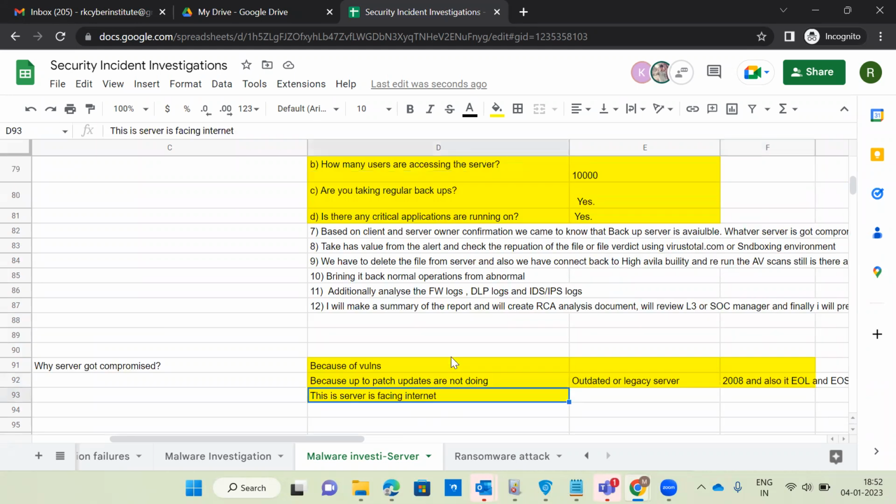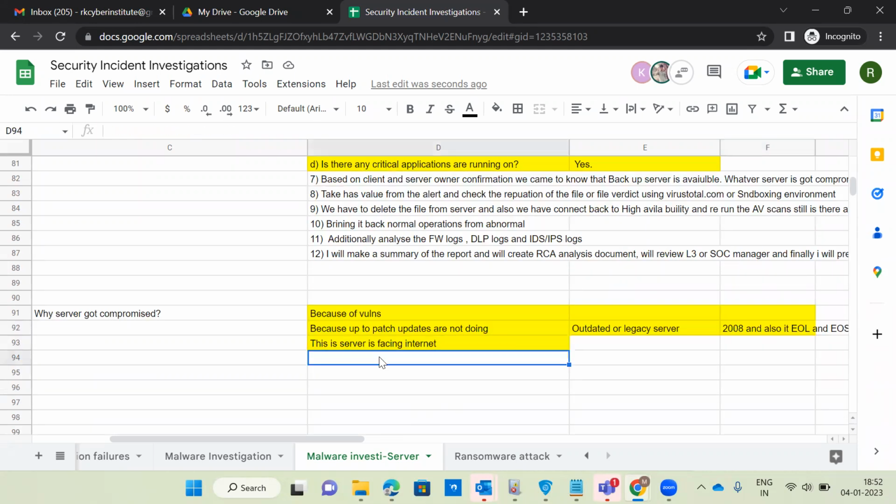So now I will ask one more scenario here. The EDR agent is also sleeping because it is not the latest EDR version. The EDR agent deployed on top of the server is not the latest one, and it is not updated to the latest. That is also a possible reason. Okay, so these are a couple of reasons why the server got compromised.